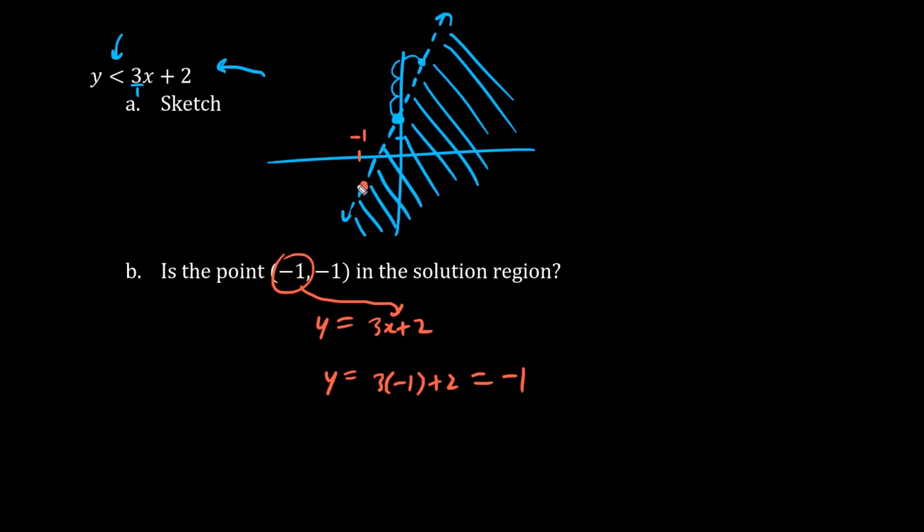And when a point is actually on this dashed line, we say no, it's not in the solution region. The dashed line does not count. If this was a solid line, the answer would be yes, but in this case, it's no.